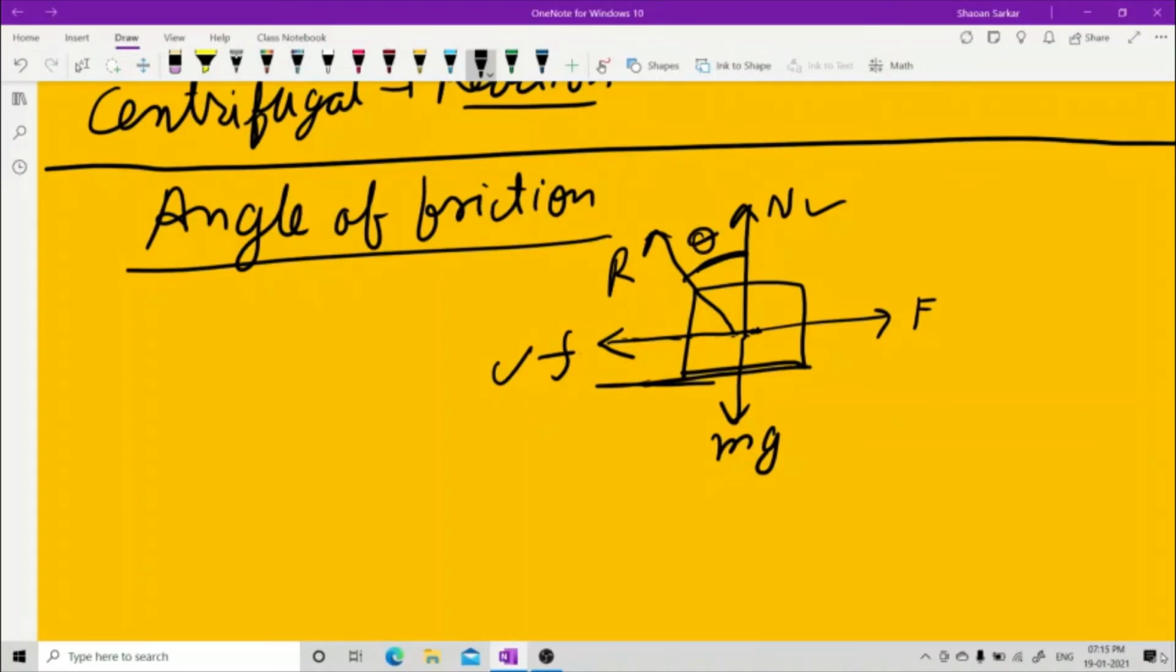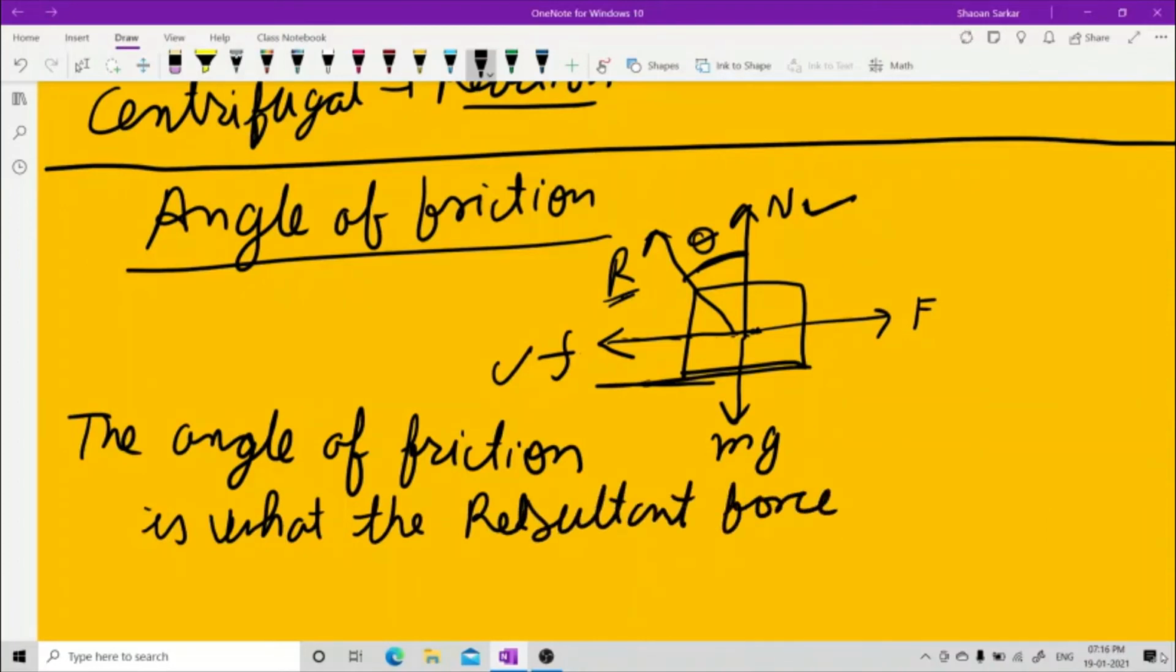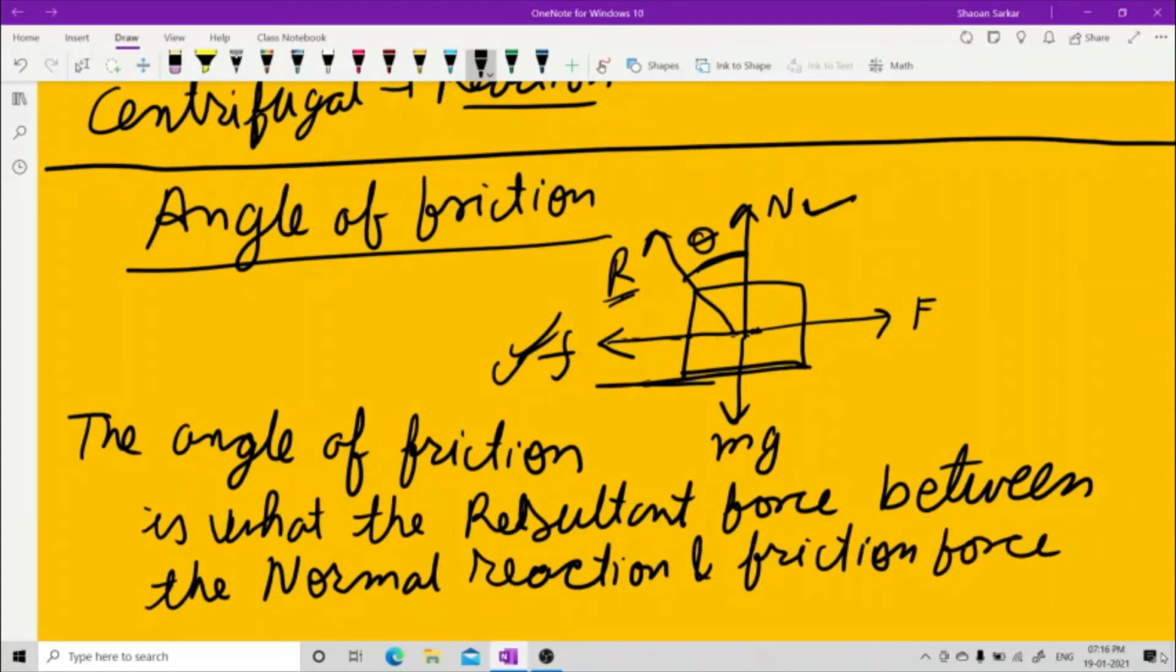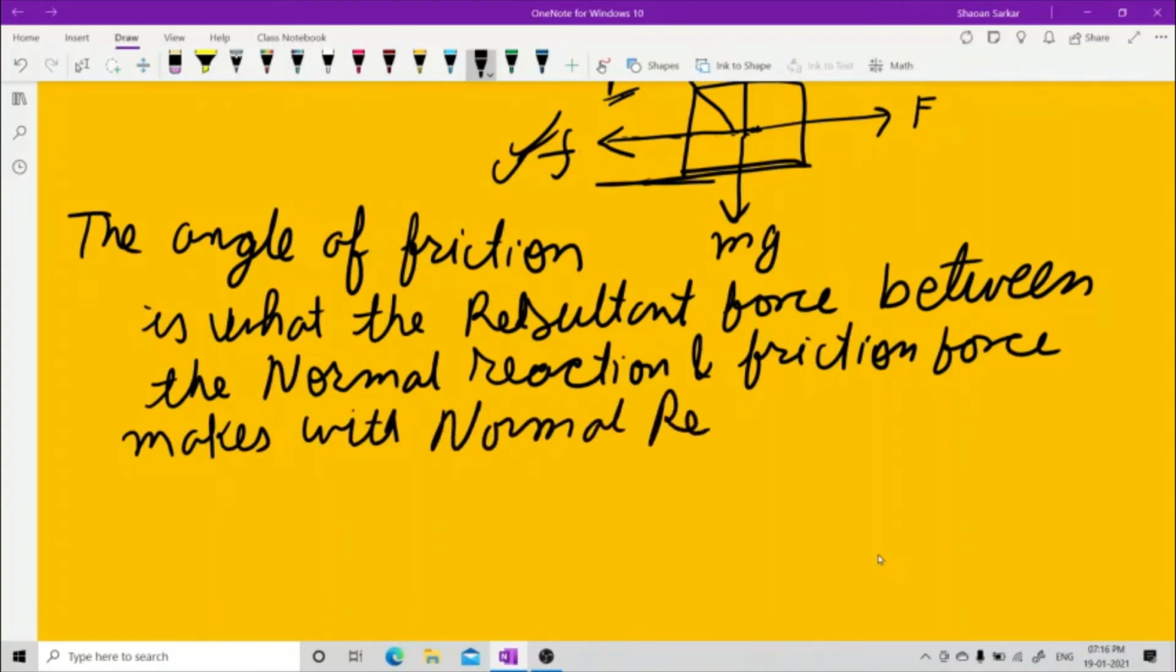So let's write it down. The angle of friction is the angle that the resultant force of the normal reaction and the frictional force makes with the normal reaction. Here I have used the letter R for resultant and N for normal purposefully. Let me draw this figure.